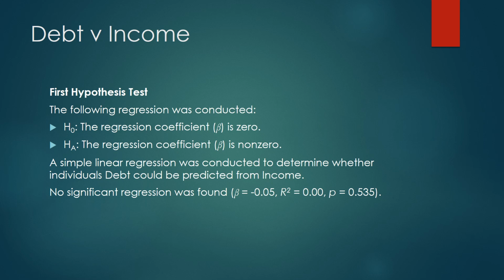For our first hypothesis test, the following regression was conducted where the null hypothesis is the regression coefficient beta is 0, and the alternative hypothesis is the regression coefficient beta is non-zero. A simple linear regression was conducted to determine whether individuals' debt could be predicted from income. In this case, no significant regression was found, where beta equals negative 0.05, r squared equals 0.00, and our p-value equals 0.53, which is well above the significance level of 0.05.